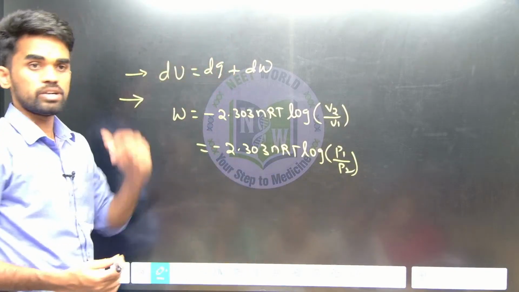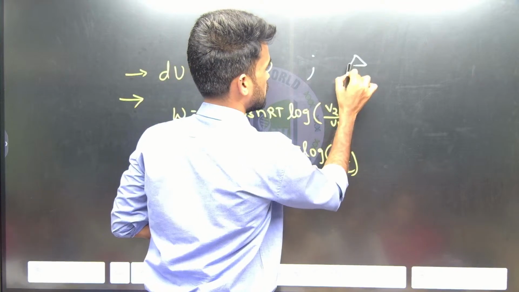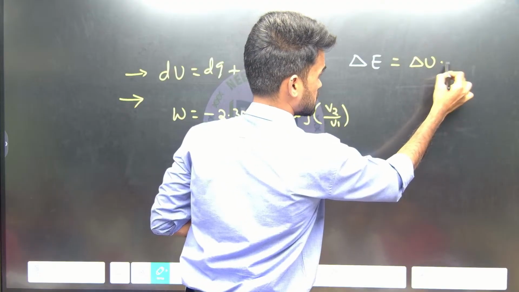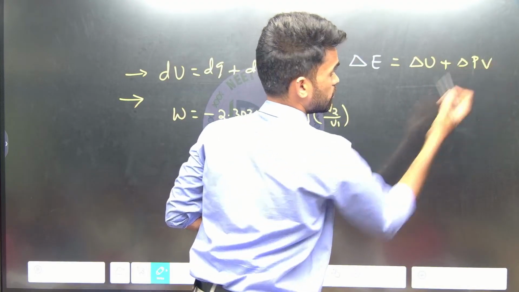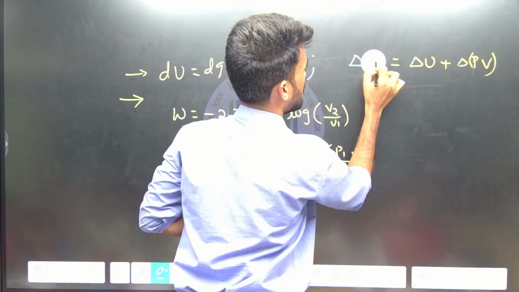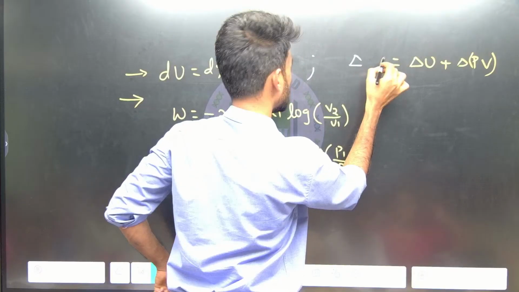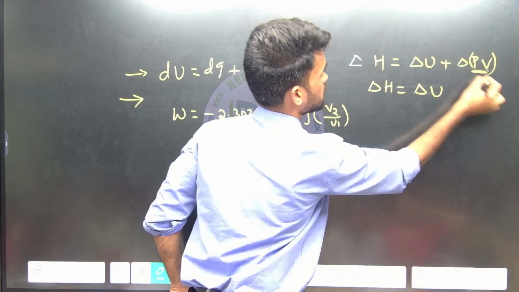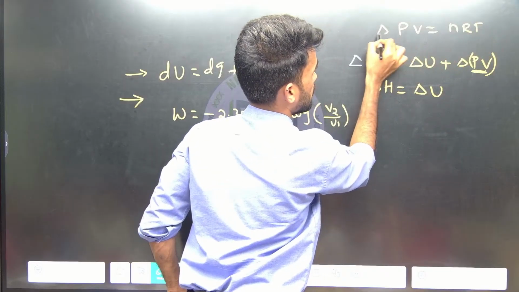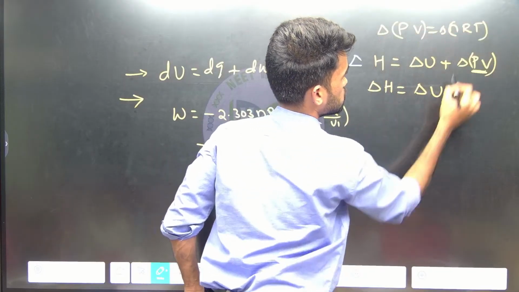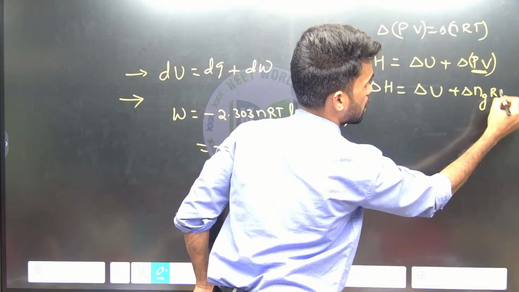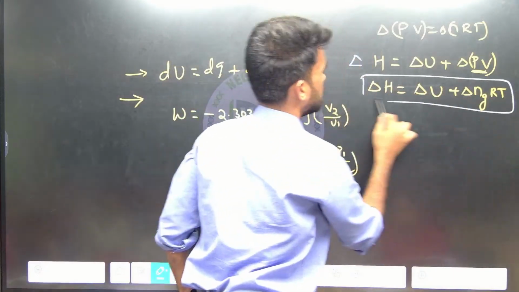And before this we discussed enthalpy and internal energy. Change in enthalpy equals change in internal energy plus PdV. So you can also write this as delta H equals delta U plus delta(PV). PV means what? Ideal gas. We have PV equals nRT. So from this, writing the differentiation, here also I can write delta n_g RT. So this is the relation between enthalpy and internal energy.